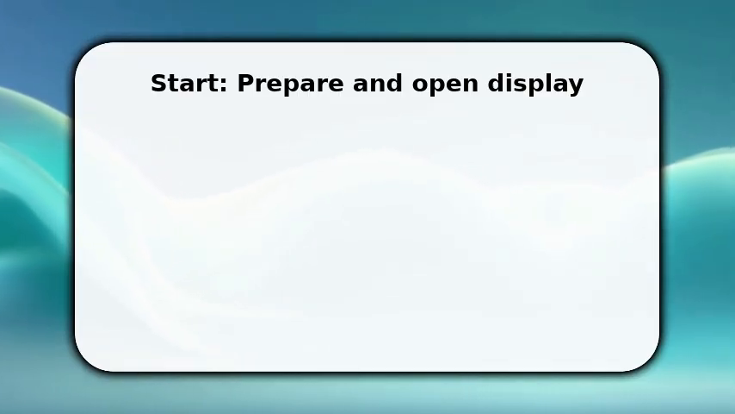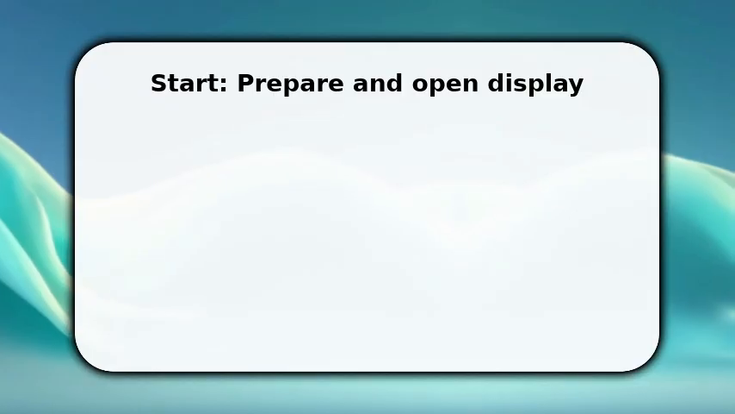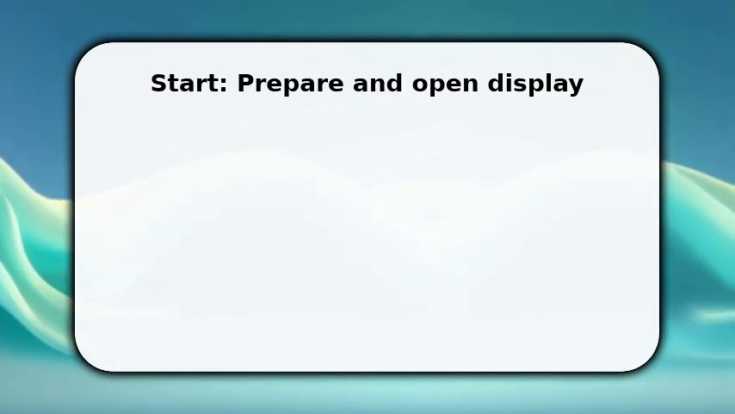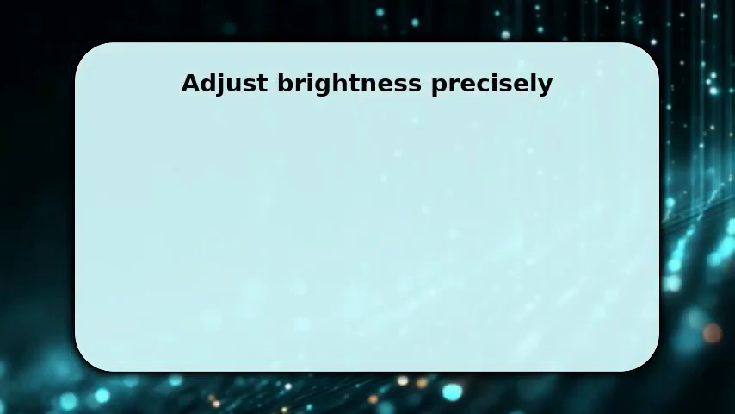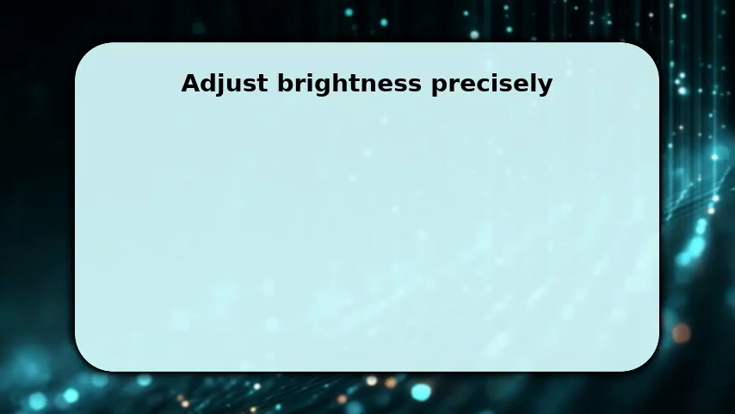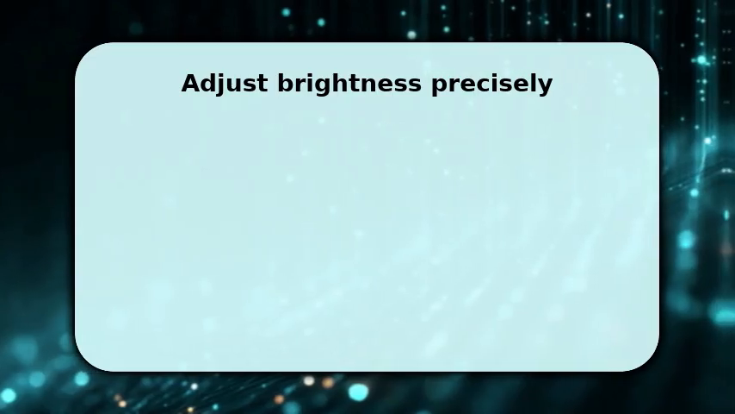If you prefer hardware, identify the keyboard function keys marked with a sun icon. Start with the slider for precise control, because software adjustments give consistent results across apps and power modes. Now adjust brightness precisely using the slider. Move it slowly to change by small amounts so you find a comfortable level.